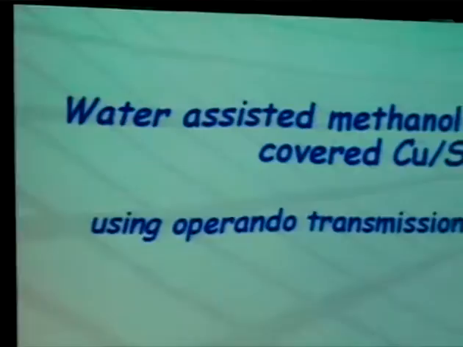Acid methanol production from formate covered copper silica cables using Bernardo transmission FTIR.